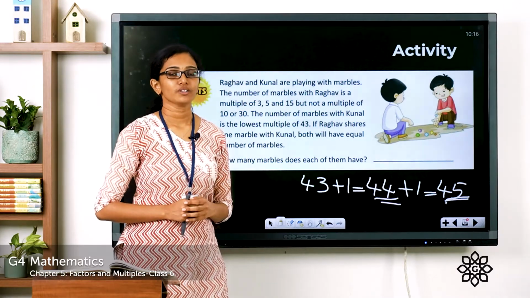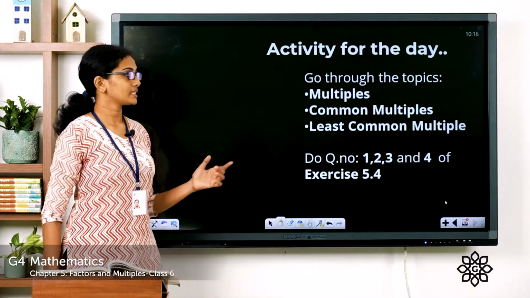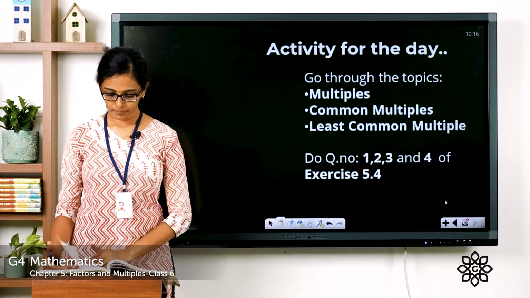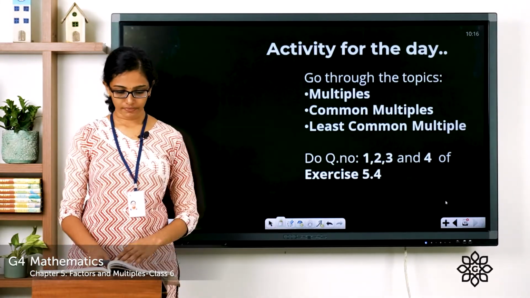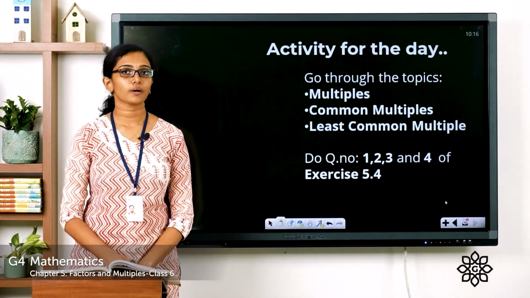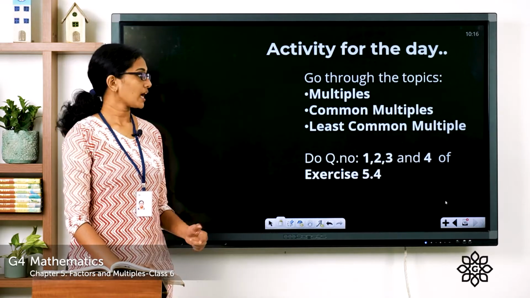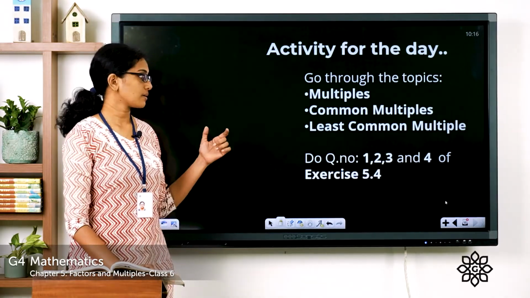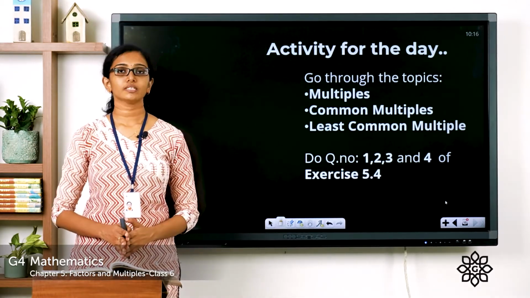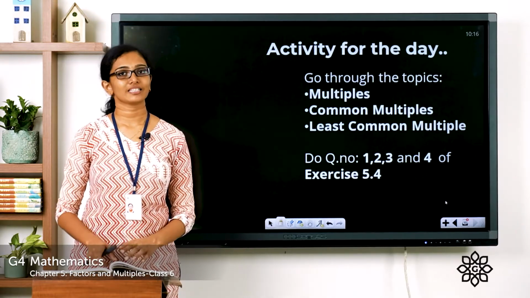So I hope you are clear with this question. Now children, you can go through the topics multiples, common multiples and least common multiple in page number 71 and 72 and also 73 of your textbook. So please go through the topics once again and then move on to exercise 5.4. You have to complete question number 1, 2, 3 and 4. You can do this exercise in your notebook. Once you are done with that, please take a picture and send it to us through Teams.